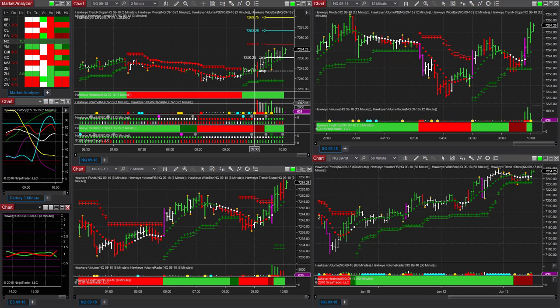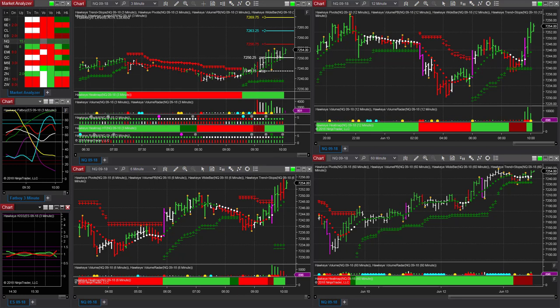I have a rule that does not allow me to enter the trade at market open, and I do not enter trades anytime within the first 15 minutes. So this would not have been a good entry for me. As you can see, right when the market opened, there was a big corrective move, and that would have been a great place to have entered if you're a risk taker. However, I tend to wait.